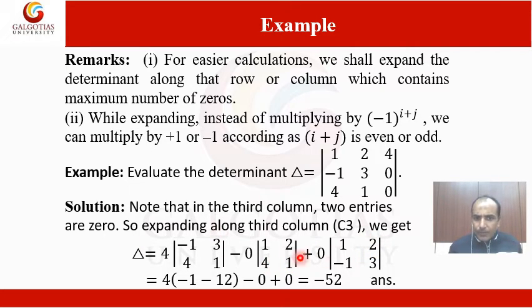And after simplification we get 4 into minus 1 minus 12, that is minus 13 multiplied with 4, so value is minus 52, and this is a unique number for this. So this is the determinant of the given problem.